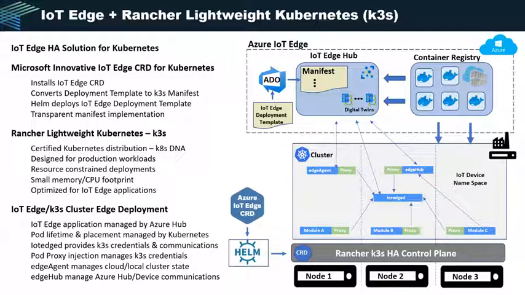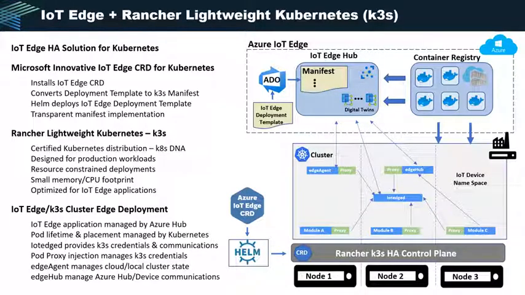They created a CRD that extended the current Kubernetes API, and what they did was take the existing IoT Edge deployment template and convert that template to a Kubernetes manifest. So we could take the existing deployment templates that we had today without any changes, not a single change whatsoever. We could deploy them to Kubernetes. They would get converted to a Kubernetes manifest. It would then download all of our images into the cluster with no code changes whatsoever.